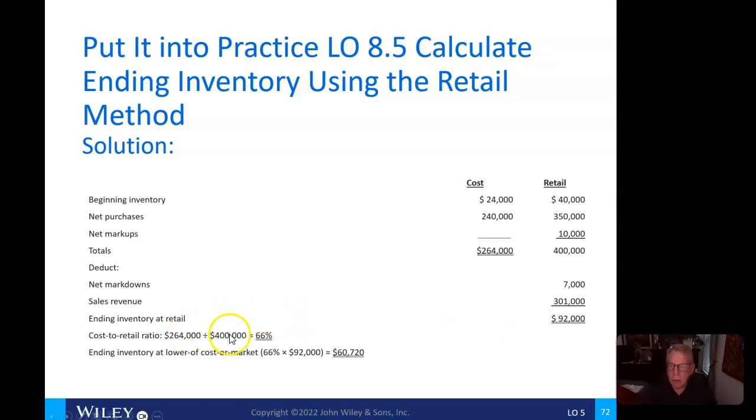And so we compute the cost to retail ratio by taking our cost here, $264,000, divided by our retail, $400,000, and that gives us 66%. 66% times this $92,000 we just calculated gives us $60,720.